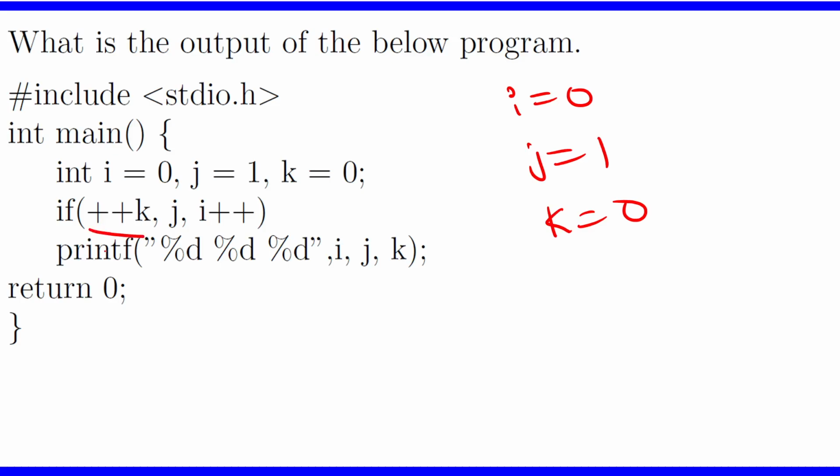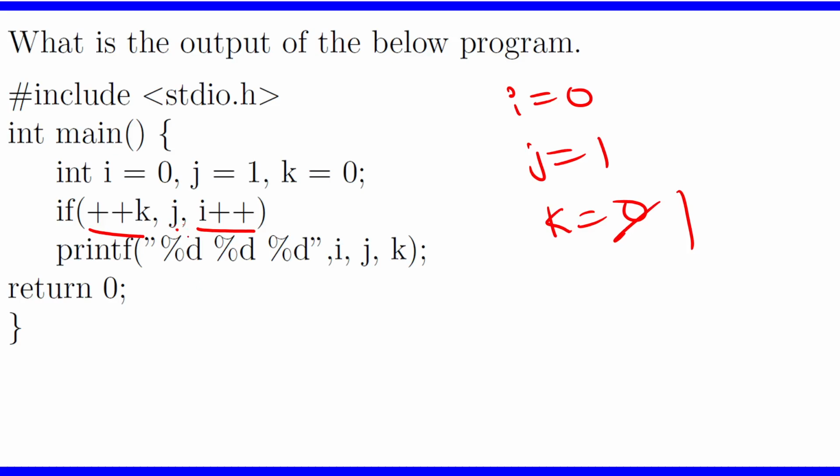See, this ++k is a pre-increment, so increment it, k becomes 1. j is only independent j, no change in the value. Here it is i++, don't apply your post increment rule. They are all independent expressions inside the if condition, because there is a comma separated value.